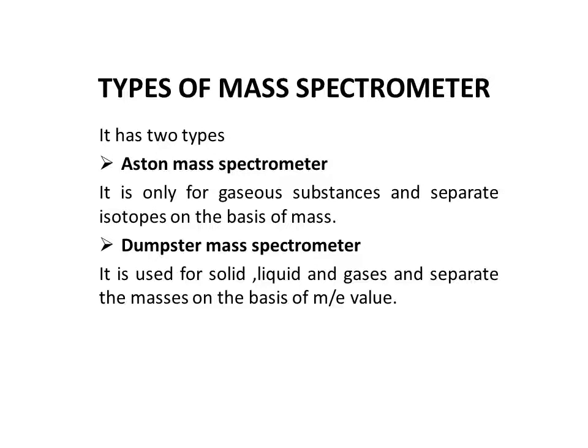While nowadays the Dempster mass spectrometer is used, and it's a modern spectrometer. It can measure solids, liquids and gases, and it separates the masses on the basis of mass to charge value. So definitely the Dempster mass spectrometer is more accurate as compared to the Aston mass spectrometer.